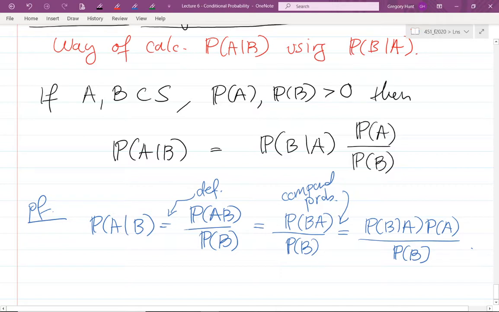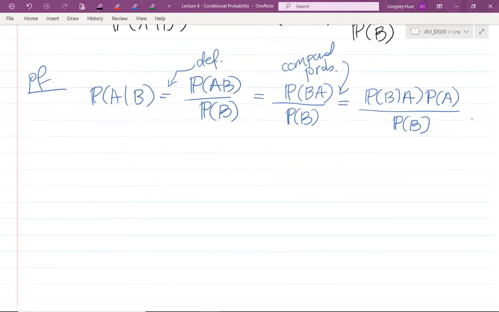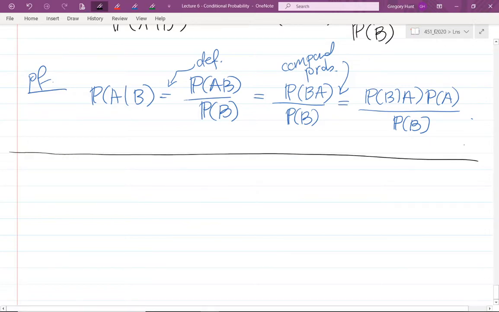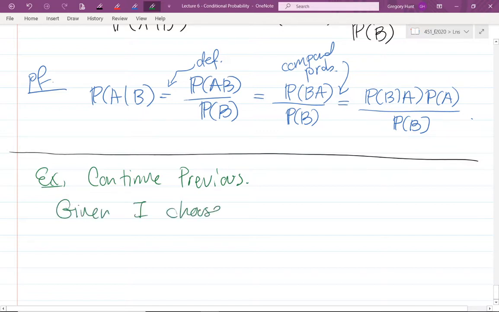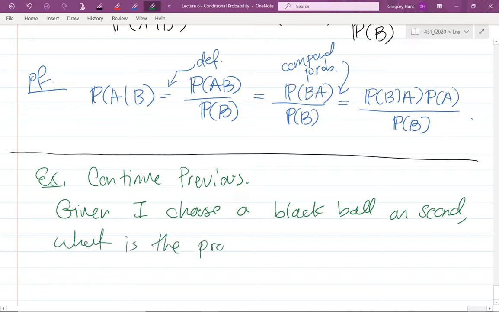Let's go back to our previous example as a little example of Bayes' theorem. Bayes' theorem allows us to ask other kinds of interesting questions. So let's say, given I choose a black ball on the second step, what is the probability I chose a white ball on step one?